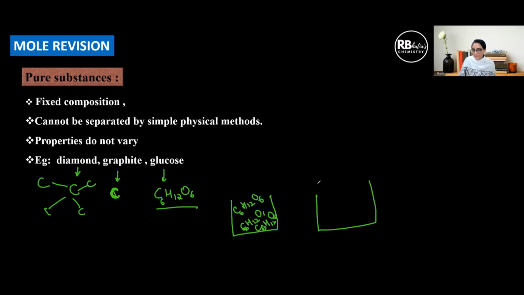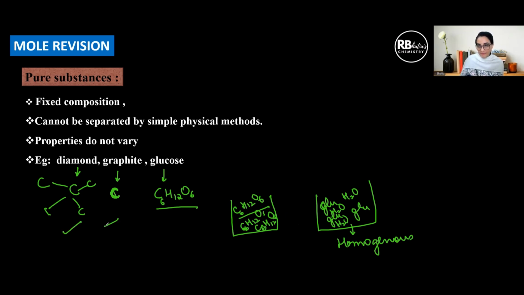But if to this I add water, that means I dissolve glucose in water, then I'm going to have so many different molecules of glucose, C6H12O6, C6H12O6, along with so many different molecules of water. Since these are going to dissolve into each other, we are going to get a homogeneous mixture of glucose in water. I hope you are clear.